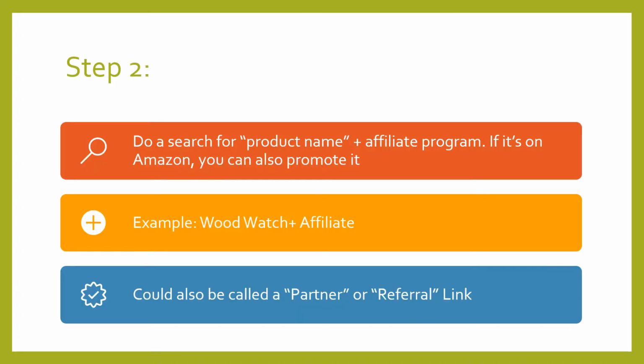Now, step number 2, find out if the product that you like has an affiliate program. It could also be called a partner or referral program. For example, you could type in whatever the product is plus affiliate program, or plus partner, or plus referral. For example, I used Woodwatch plus affiliate because I personally own a Woodwatch and I love my Woodwatch. So why wouldn't I want to tell people about it?